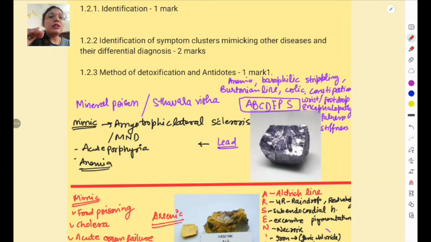And this comes under Sthavara visha, and the clinical features you can remember with a short trick: ABCDEPS. A for anemia, B for basophilic stippling, or B for Burtonian line, which is found in lead poisoning, known as plumbism also. C for colic or constipation, D for wrist drop or foot drop, E for encephalopathy, P for paleness of the face, and S for stiffness. So this is the trick you can use to remember the maximum clinical features of lead.